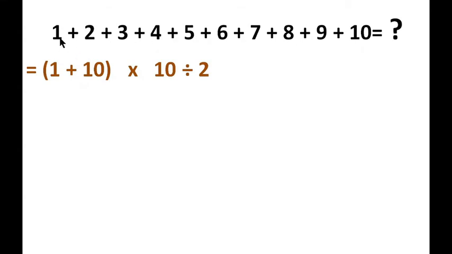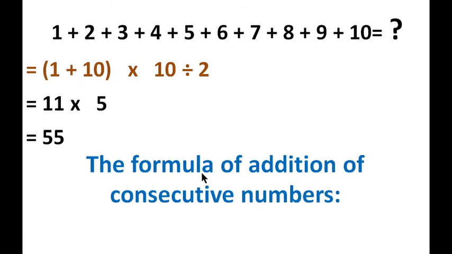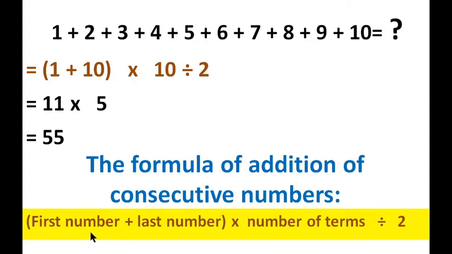In this addition, we have to add the first one and the last one. That means it will be 11, and then we will multiply by half of the number of terms. That means 10 divided by 2, that means 5. If we multiply here, we get 55. So the formula for the addition of consecutive numbers will be first number plus the last number, multiplied by the number of terms, divided by 2.